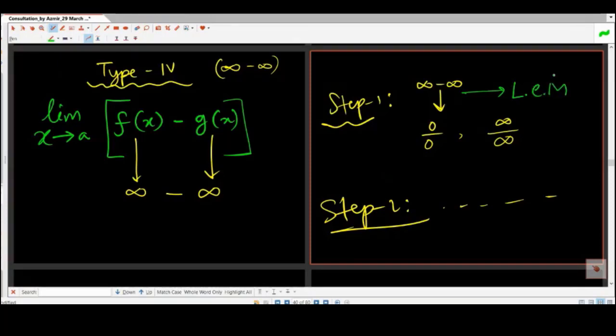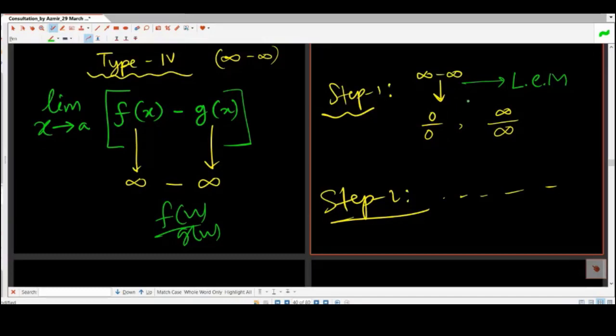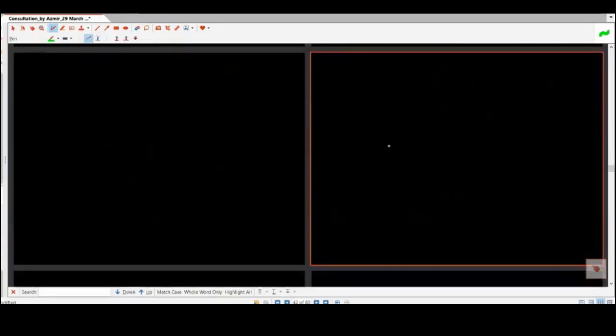That means we can combine the two functions so that we finally have f of x over g of x form. In step 1, we have to make a common denominator, or we can rationalize, or we can factor out some part so that it may become f of x over g of x form. And finally, if we can do so, then we will have 0 over 0 or infinity over infinity type. Then we can apply L'Hopital's rule.